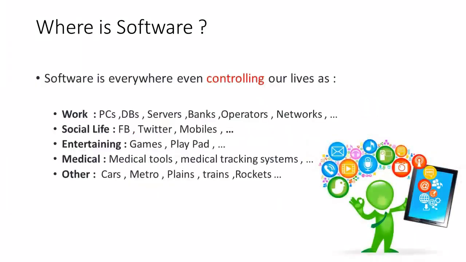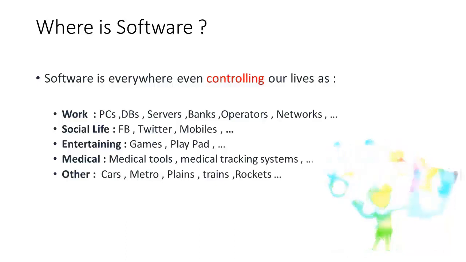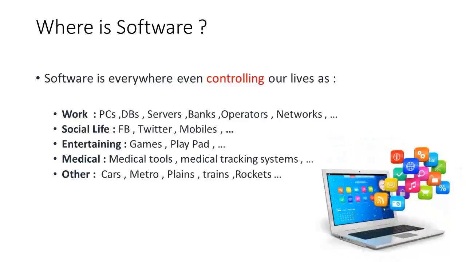Where is software? We will give a lot of examples. Software is everywhere, controlling even our lives. At work, PCs have a lot of applications, email, office, all of that is software. Switches have software, Facebook is software, Twitter is software, mobile applications are software. Any game you play on your mobile or your PlayStation is a piece of software. Medical equipment and tools use software. Our cars now have a lot of software and sensors. In other words, software is anywhere.